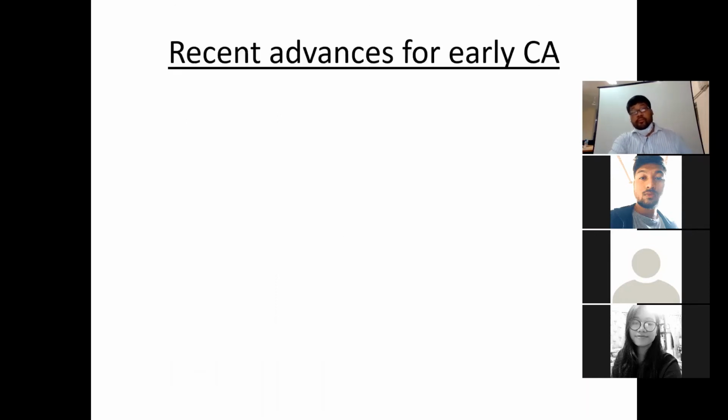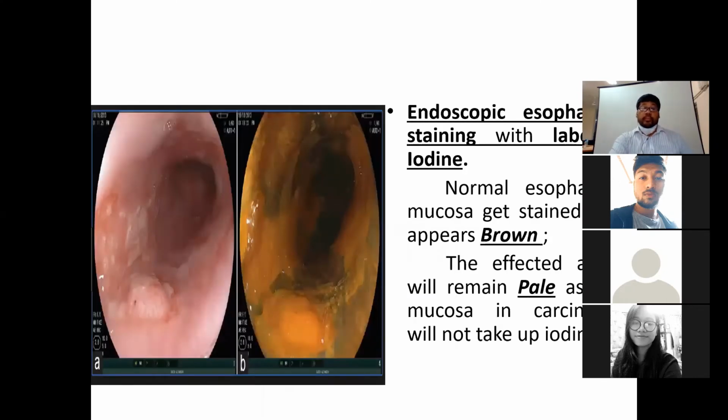So, recent advances in early carcinoma esophagus. This is one investigation which we can do: endoscopic esophageal staining with Lugol's iodine. So this is the normal view. Here it is stained with the iodine. In the normal esophagus, the mucosa gets stained and it appears brown. And the affected mucosa doesn't take up the stain, and it remains pale in color.